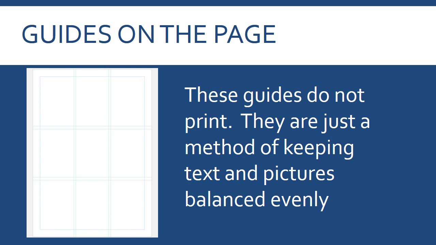So if you're doing this with the presentation, you'll see on your screen now the 3x3 rows. So you have 9 boxes on the screen, and they're just a method of keeping the text and pictures balanced evenly, and they don't print.